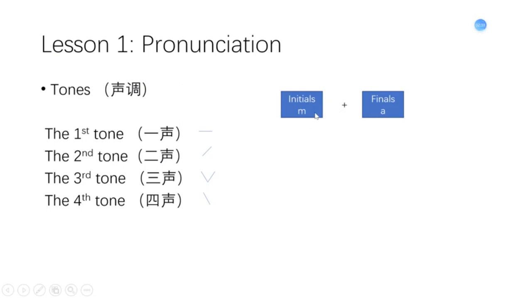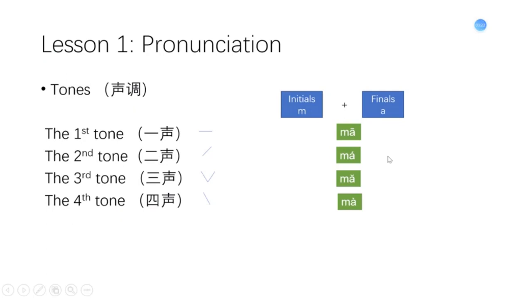Okay, so we can try to read under the different tones. Initial M, final A, together with the 4 different tones: the first tone, second tone, third tone, and the fourth tone. It is read in this way. Please try to read after me. Ma, ma, ma, ma. Okay, let's read again. The first tone, second tone, third tone, and fourth tone. So it sounds like this.